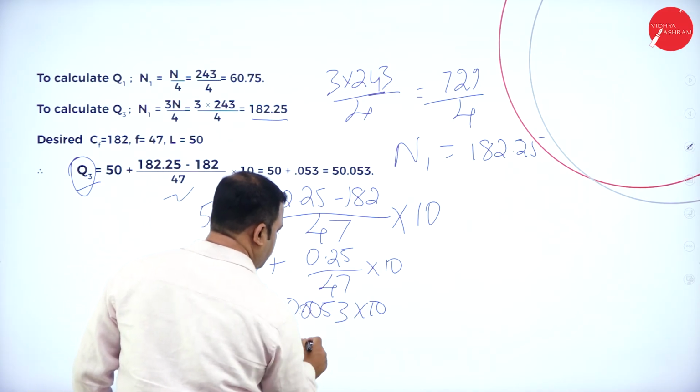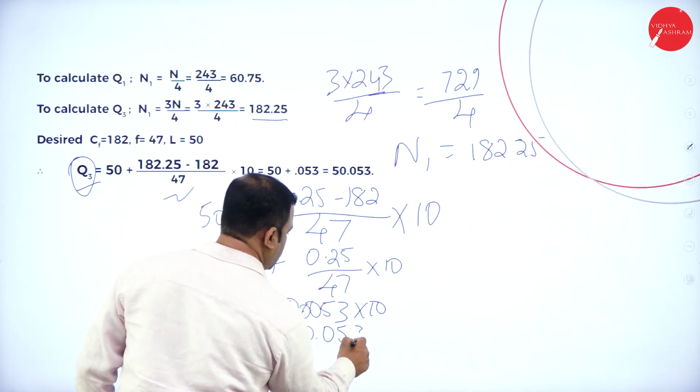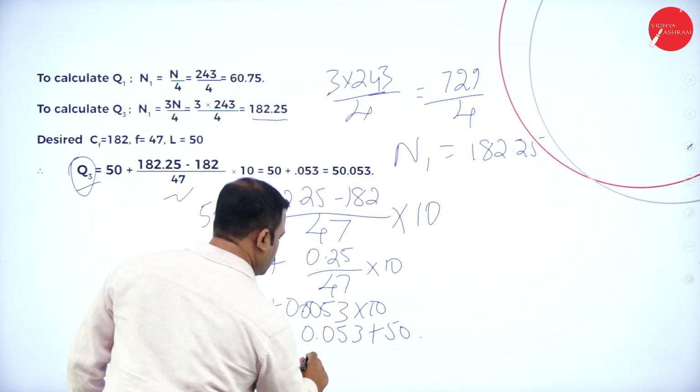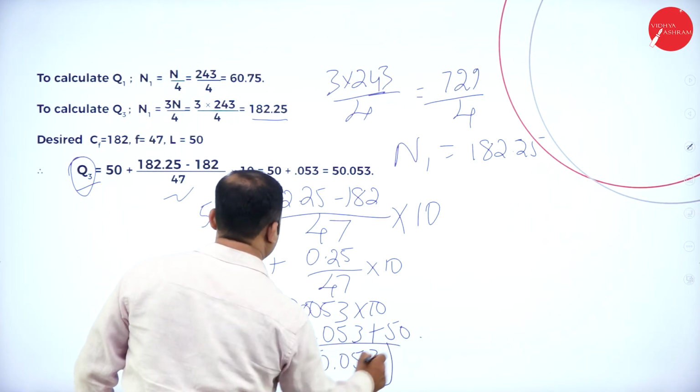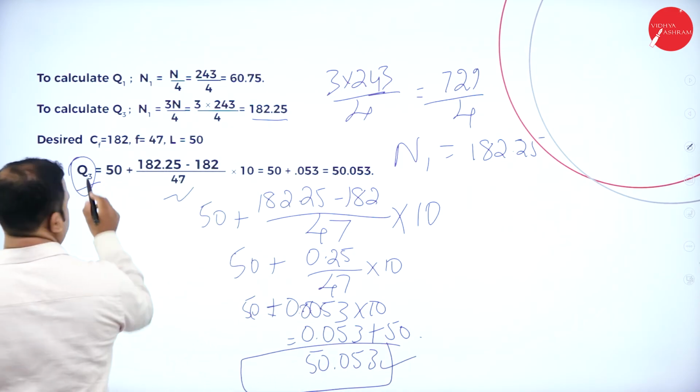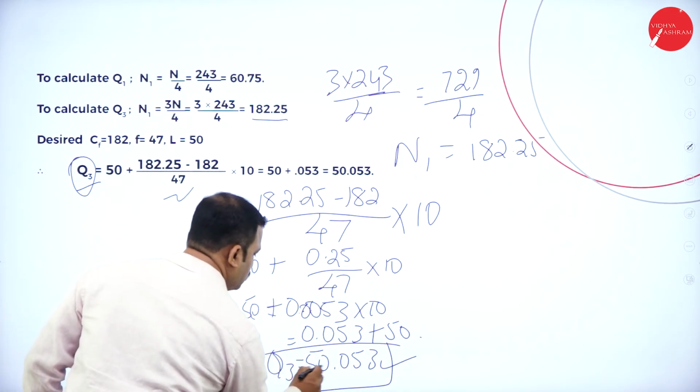If I multiply this, I'll get the value 0.053 plus 50, which is equal to 50.053. This is the final value by the method of Q3. That means Q3 is equal to this value.